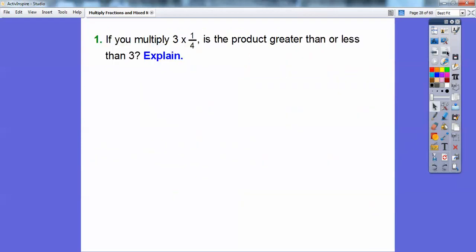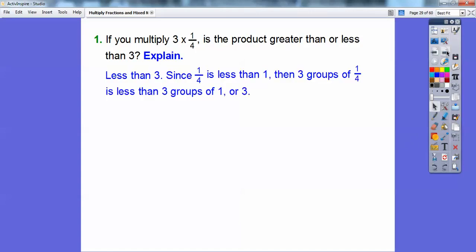All right, so if you multiply 3 times 1/4, is that product greater than or less than 3? Well, since 1/4, you guys, is less than 1, then 3 groups of 1/4 will be less than 3 groups of 1, and 3 groups of 1 equals 3. So I know that 3 times 1/4 will be less than 3 that way.